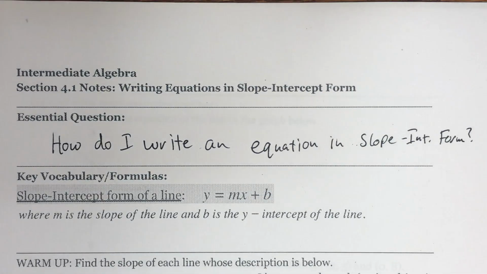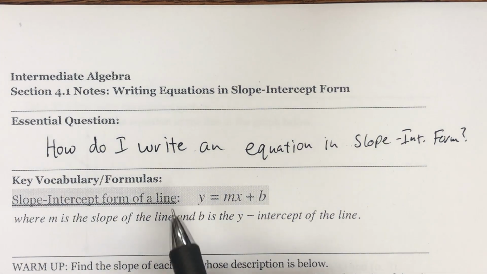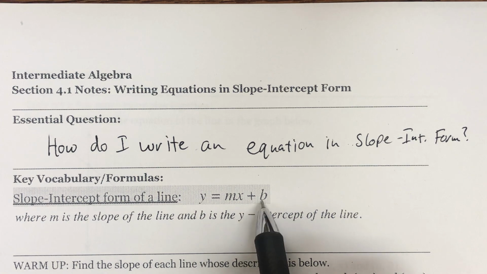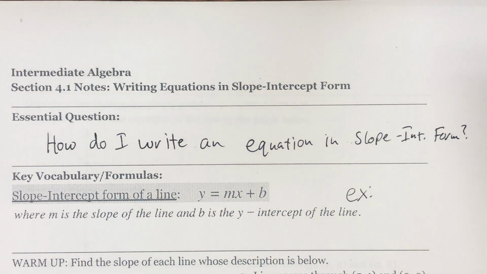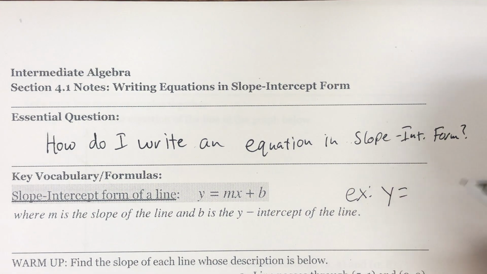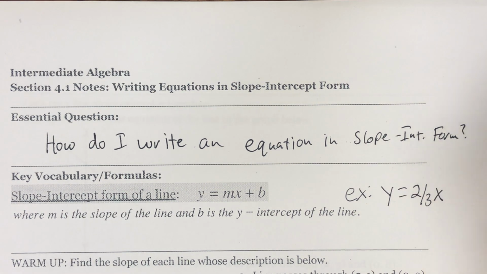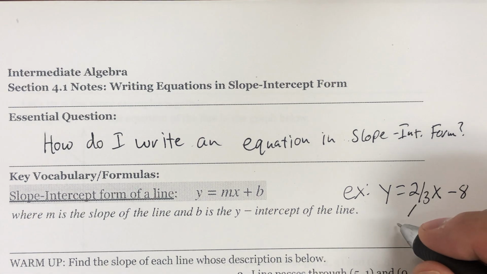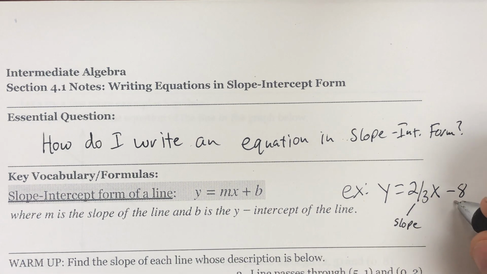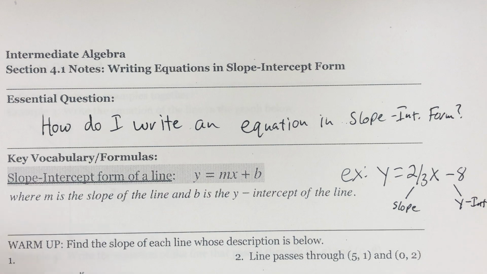Slope-intercept form is y equals mx plus b. M is the slope and b is the y-intercept. So when I finish an example of an equation in slope-intercept form, there's still going to be y equals, a number in for m, something like 2/3, x is still going to be there, and then minus 8, something like that. So our 2/3 is going to be the slope, and our -8 would be the y-intercept, which I will abbreviate y-intercept pretty frequently.